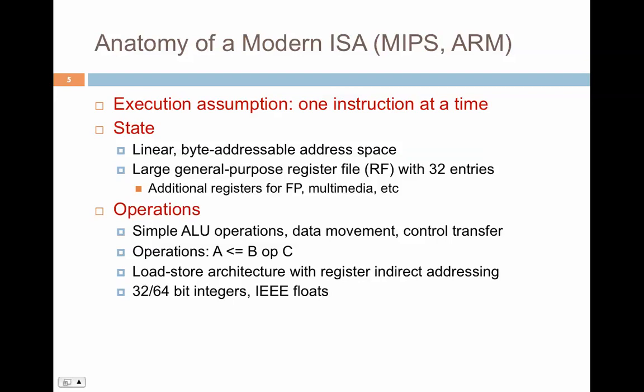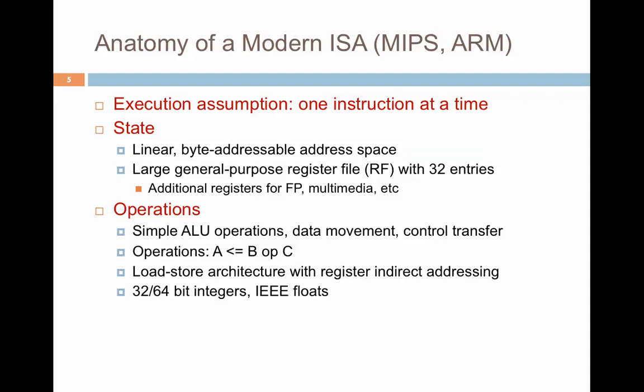So the operations that we're talking about is A <= B operation C. B and C are two operands. We do some operation, store the value into A register. The load store architecture that we will talk about here is with register indirect addressing. That is, we will store some value in a register and then we will also use some offset so that that offset will be added to the register value to determine our effective address. And as we go in the next few slides, we'll explain that.